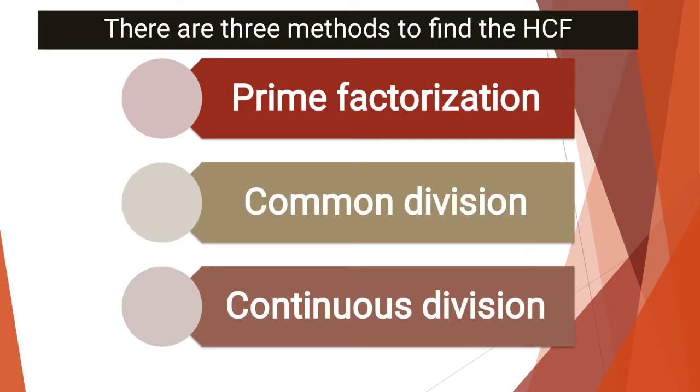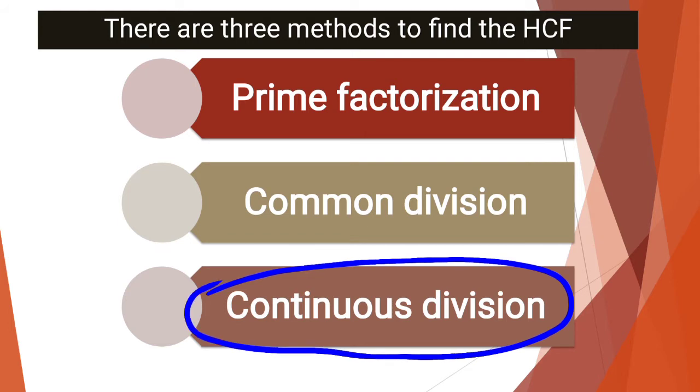Today, we are going to take the third method of finding HCF. This is called the continuous division method. We know that the first method is the prime factorization method, and the second is the common division method. Today we are going to do the third method, which is the continuous division method.